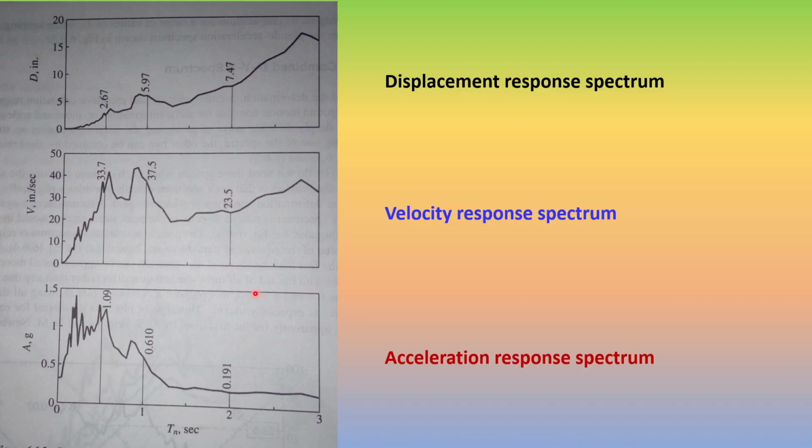Now what is the meaning of this diagram? Let us see. Let us take 1 second as the time period. So 1 is here. Corresponding to 1, we have the peak displacement 5.97 units, peak velocity 37.5 units, and peak acceleration 0.610 units. So the peak values of those corresponding parameters can be read out once we know the time period of the system.